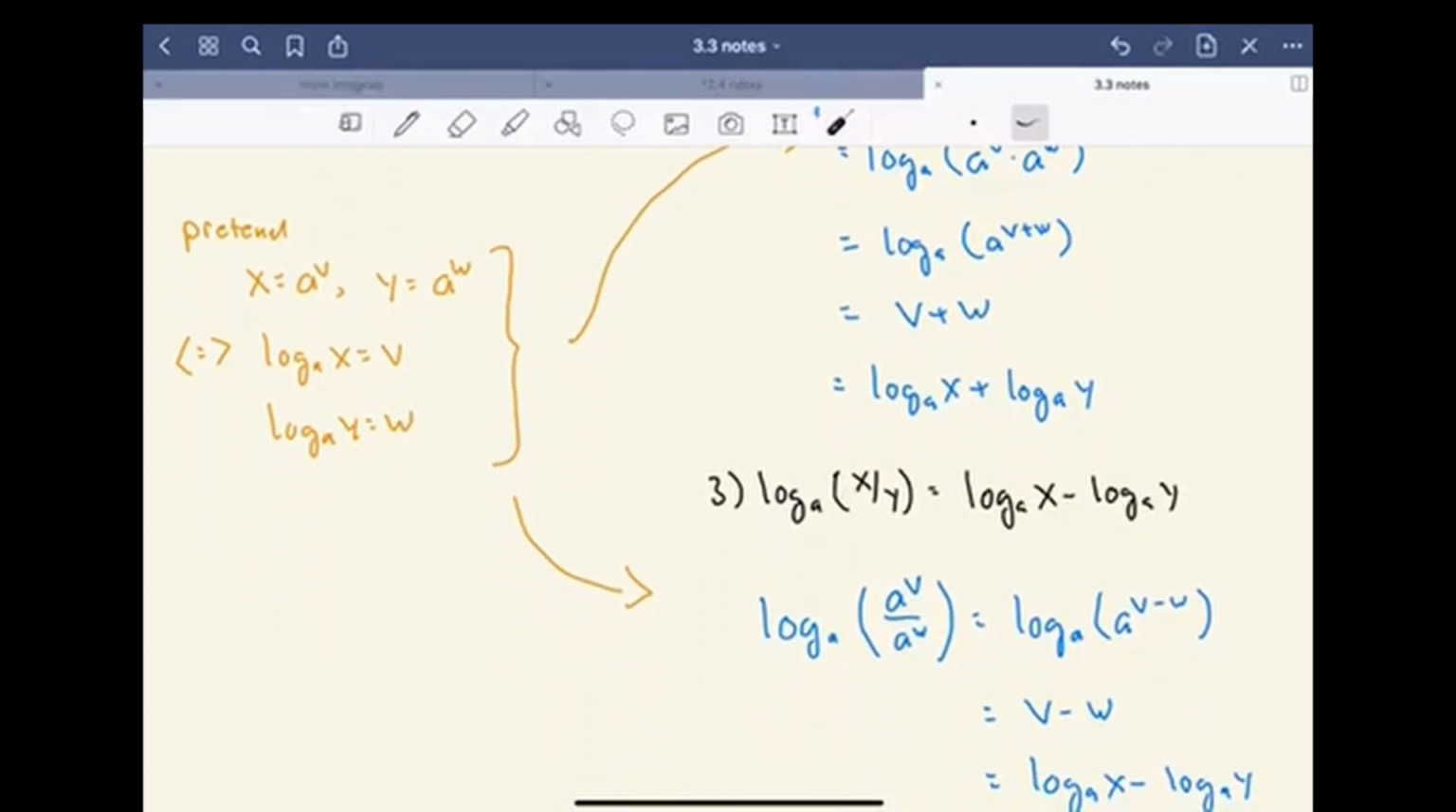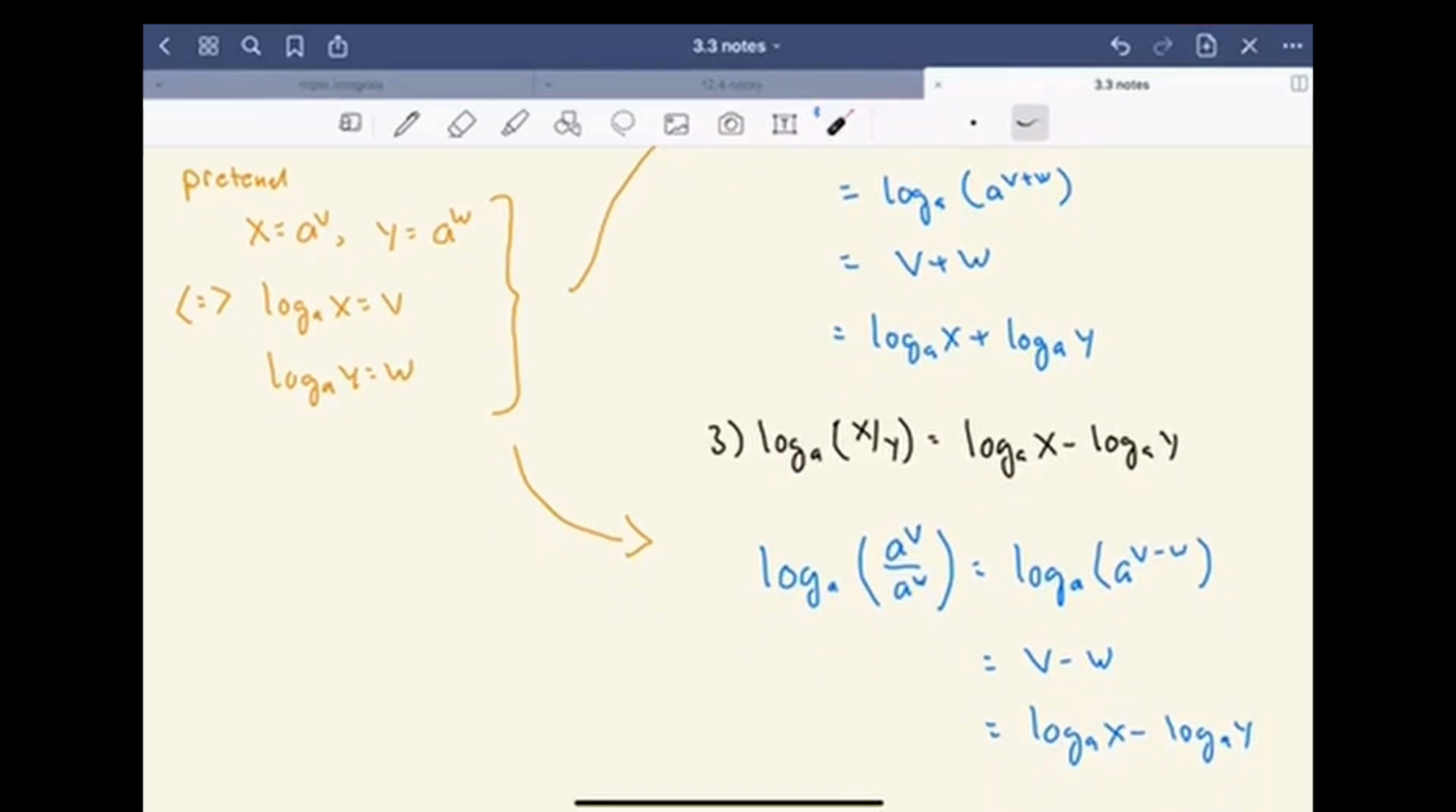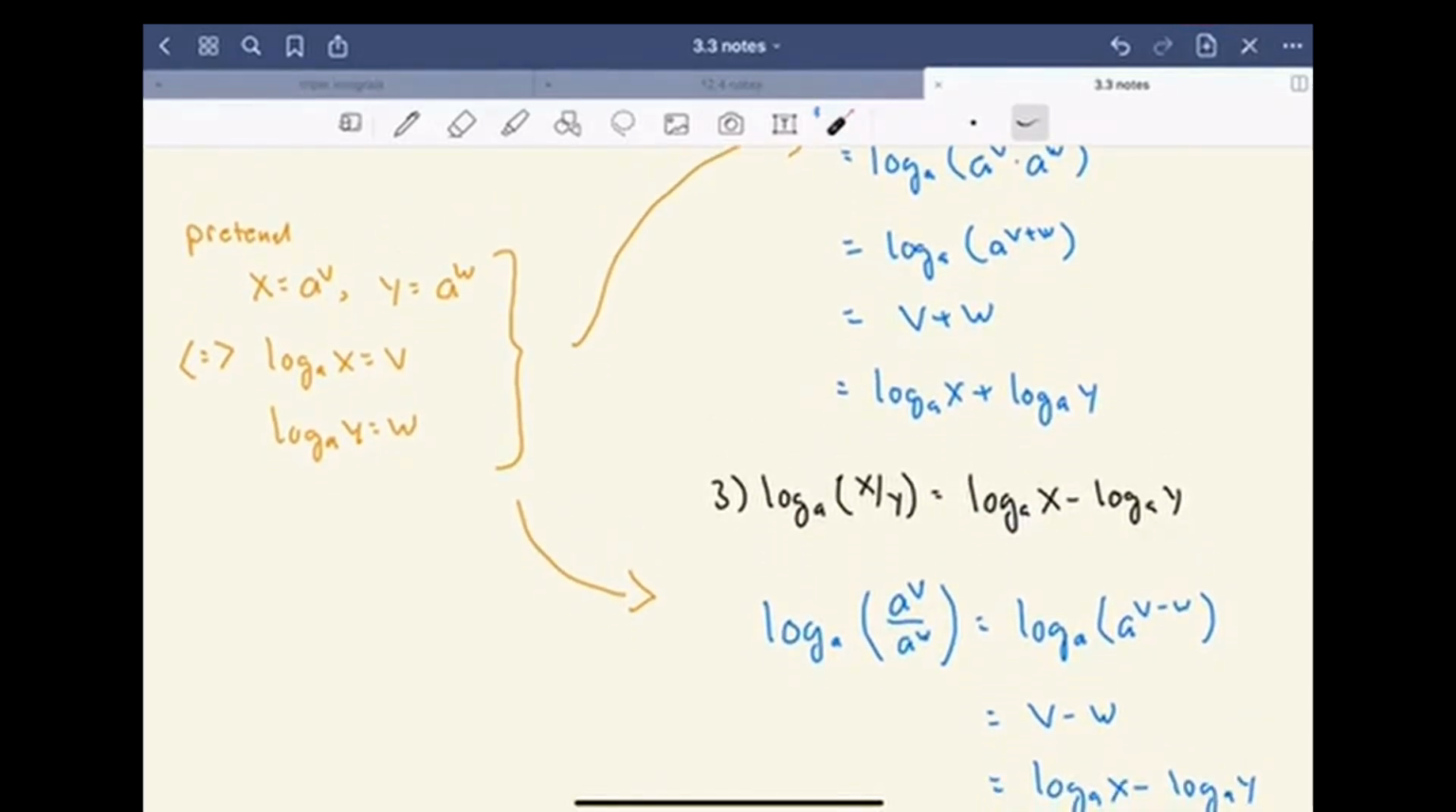A similar argument gives you that if you're dividing inside the logarithm, you're going to subtract logs. Dividing inside the logarithm means you subtract the logarithms. So, same thing. x is a to the v, y is a to the w. So, logarithm of x over y is just logarithm of a to the v over a to the w. Now, remember our exponent rules. a to the v divided by a to the w is just a to the v minus w.